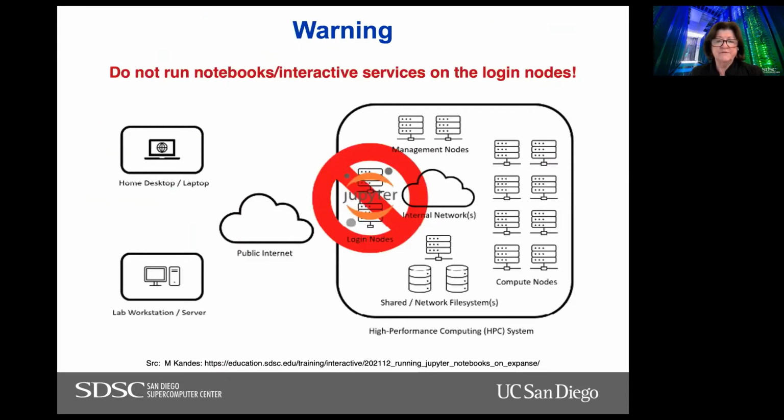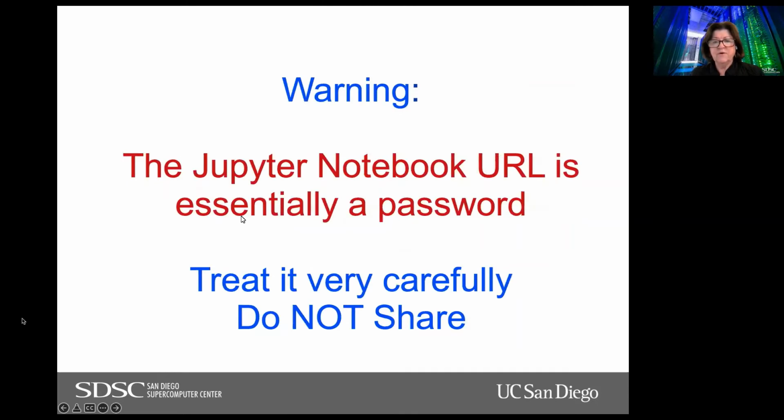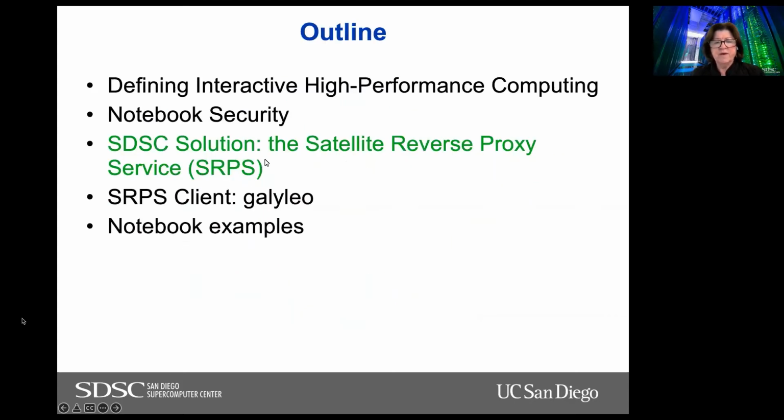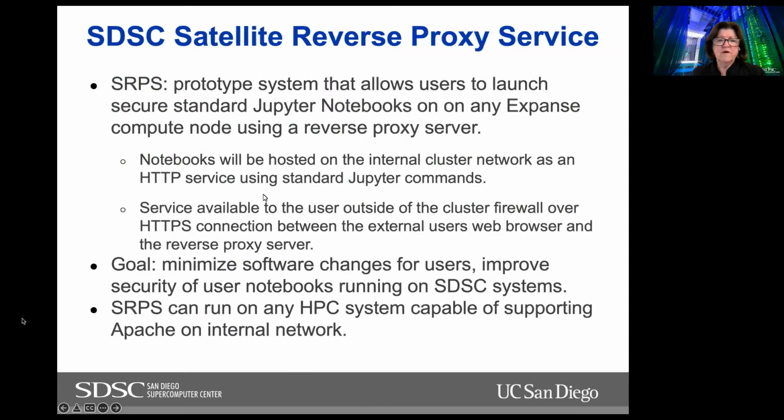And so first, there's a warning and a caveat. Whatever HTTP connection you get, don't run them on the login nodes. We'll shut that down. So you need to find ways to run things on the compute nodes, either interactively or using the batch script. But then we want to make sure that the URL, it's essentially a password. So you want to run it with HTTPS. So how do we do that? Well, we talk about this solution that we've been developing, the Satellite reverse proxy service, and then a client called Galileo. Let's talk about what is the Satellite reverse proxy service.